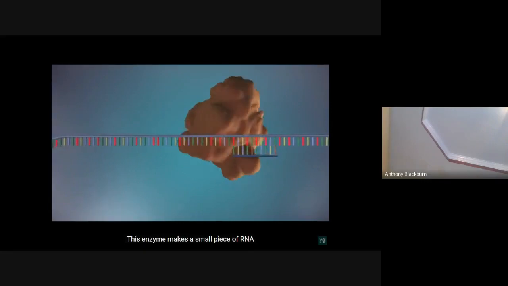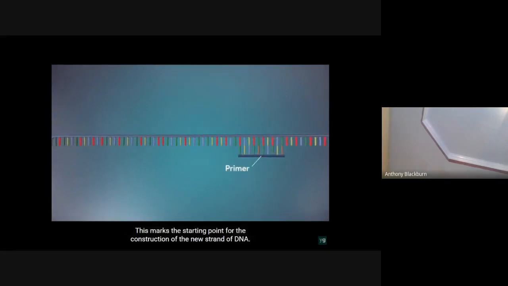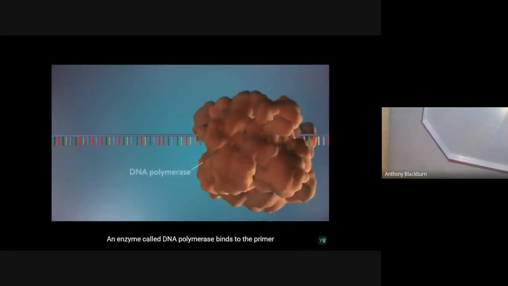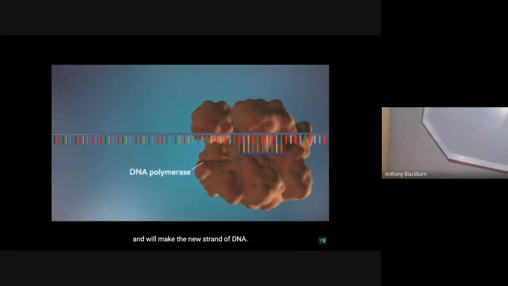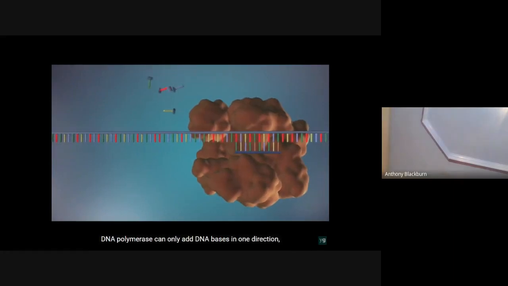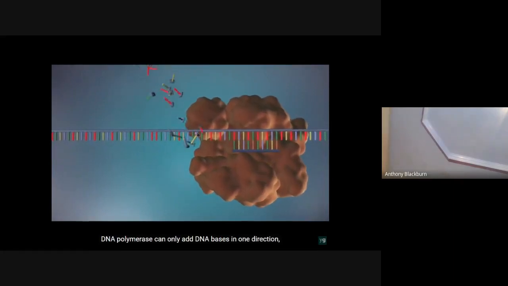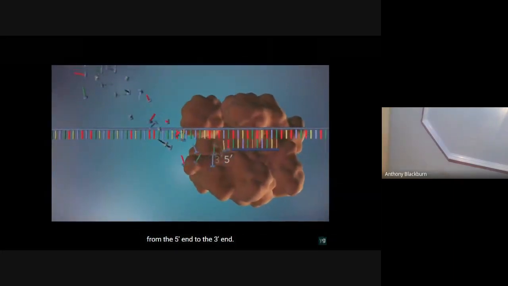This enzyme makes the small piece of RNA called a primer. This marks the starting point for the construction of the new strand of DNA. An enzyme called DNA polymerase binds to the primer and will make the new strand of DNA. DNA polymerase can only add DNA bases in one direction, from the 5' end to the 3' end.